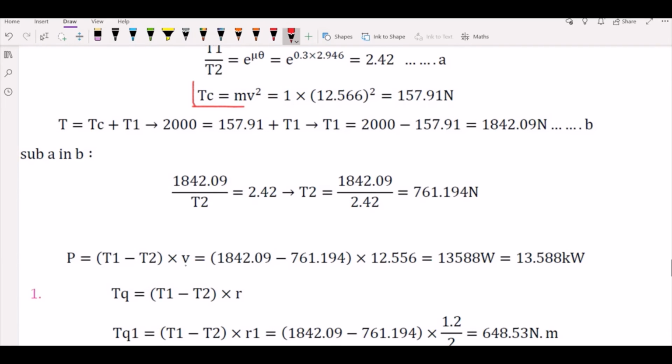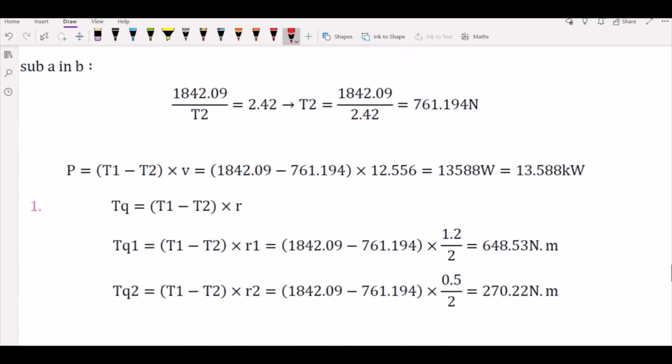Next, torque, how do you calculate it? T1 minus T2 into R, because the diameter is given. If the diameter is given, R is equal to D by 2. From this relation, you can calculate T1 and T2, the torque of the first one and the torque of the second one.